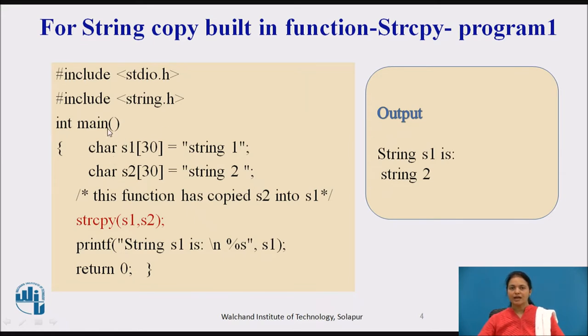Here for the string copy built-in function strcpy, in the first program I have directly shown that char s1 and char s2 are given as 30-character arrays in the memory. So char s1 of 30 will directly store string 1, and the s2 variable will store string 2. Now we'll use the library function. This function has now copied s2 into s1 when we use strcpy s1 comma s2, and then we are printing s1, which will now be the copied value: string s1 is s2.